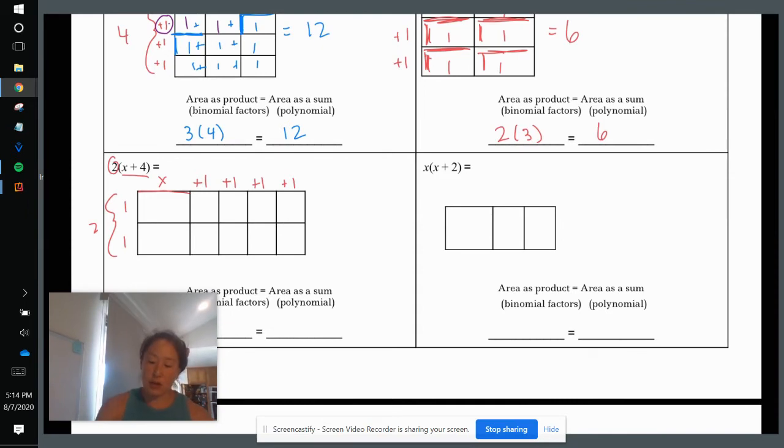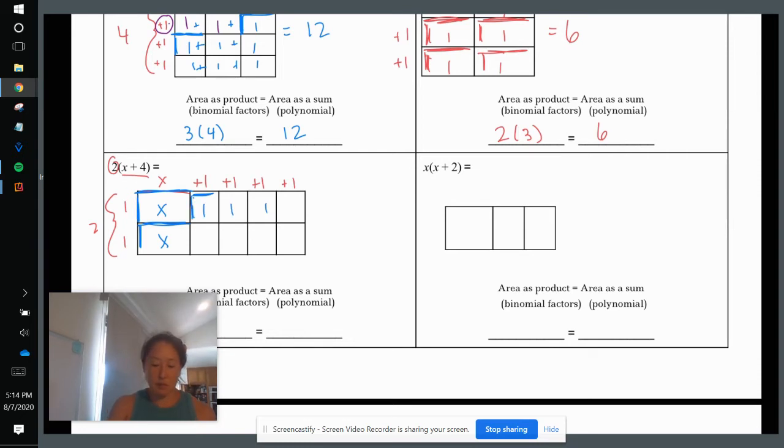Okay, so now let's figure out the area. X is the width, 1 is the height. That's x. Okay, below. X times 1 is x. All right, and each one of these boxes we know is 1 times 1, which is 1.